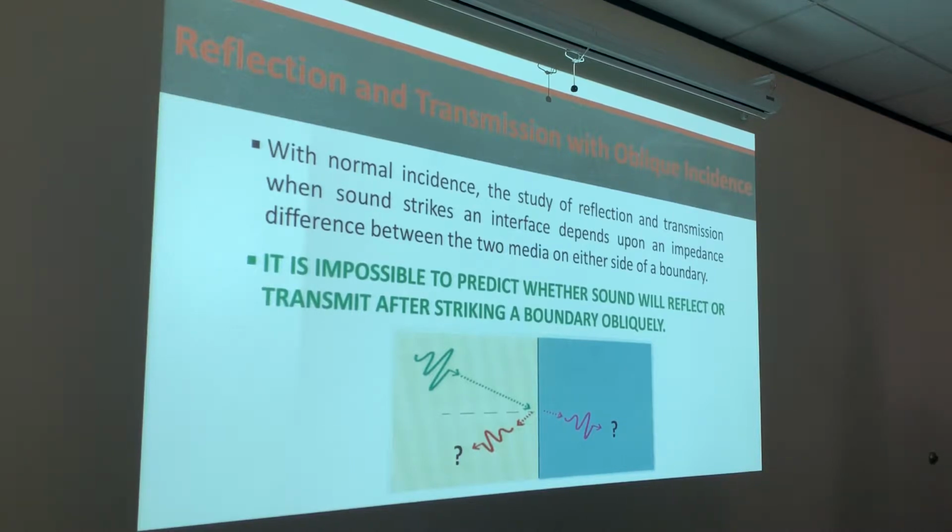Normal incidence is all about impedance differences. Okay? That's a quick way to remember that. Normal incidence is all about impedance differences.